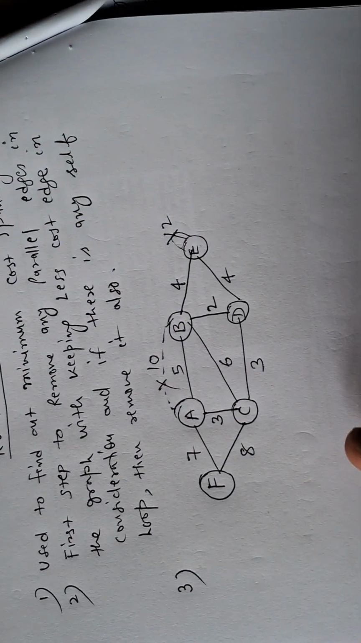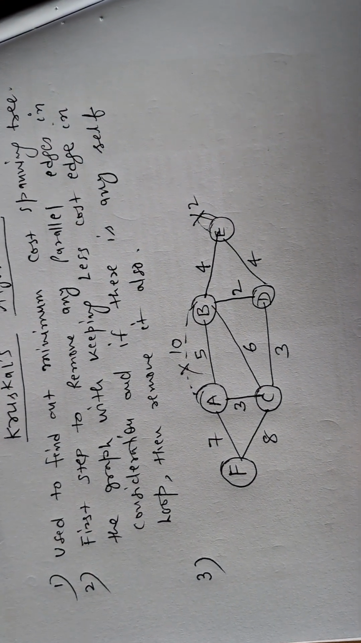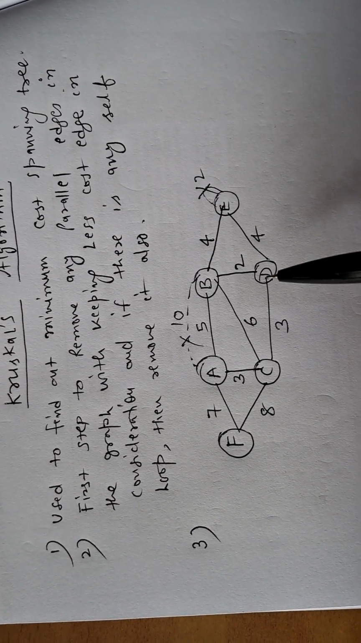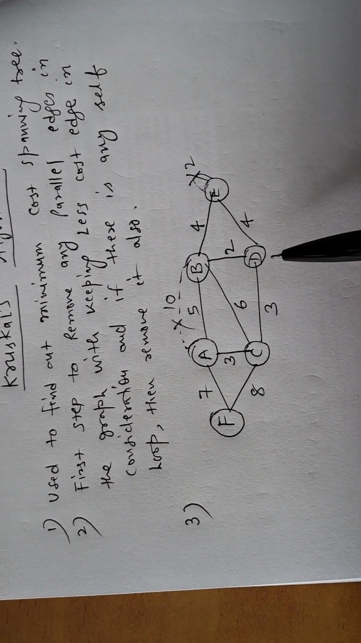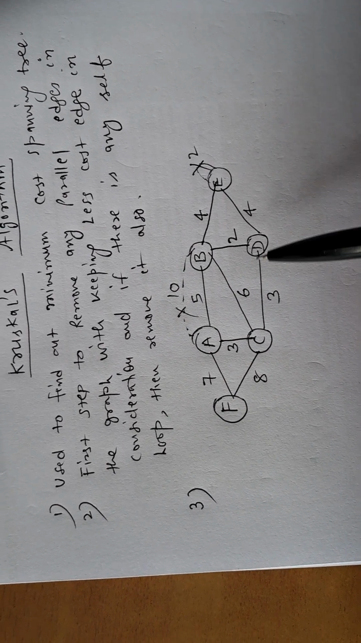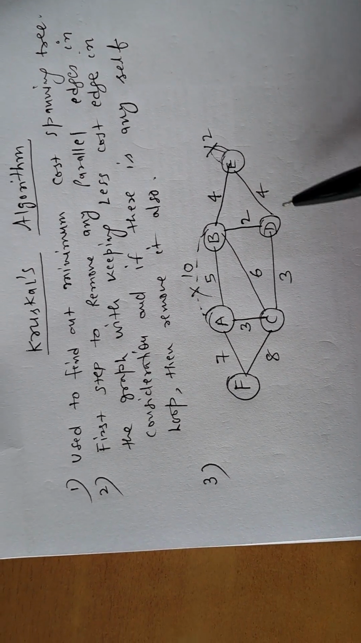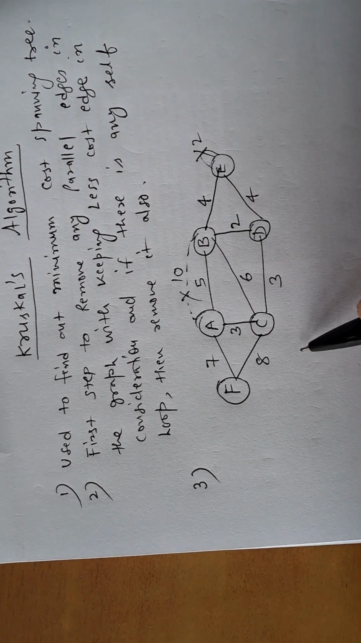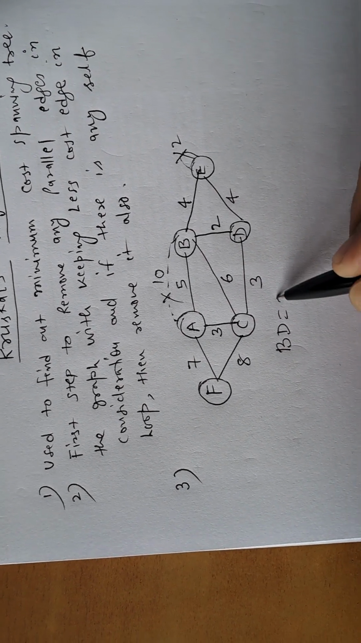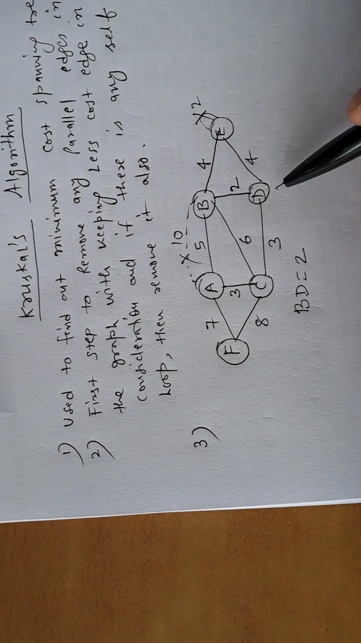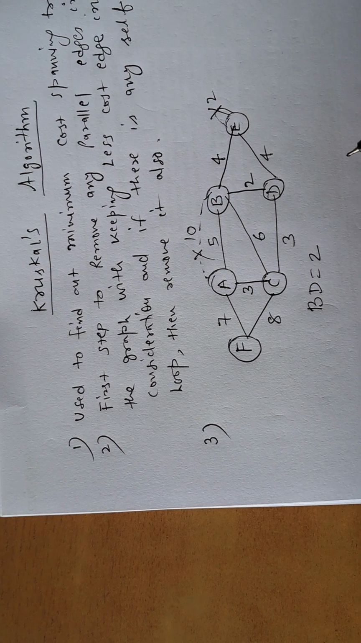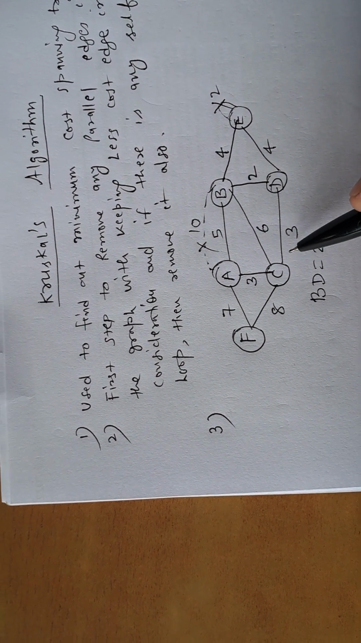So what does Kruskal basically state? It states that you simply arrange all the edge costs in ascending order. Let's start with this. So we have a cost of 2 here, between BD we have a cost of 2, and nowhere else do we have cost 2, only here, and then we have cost 3.